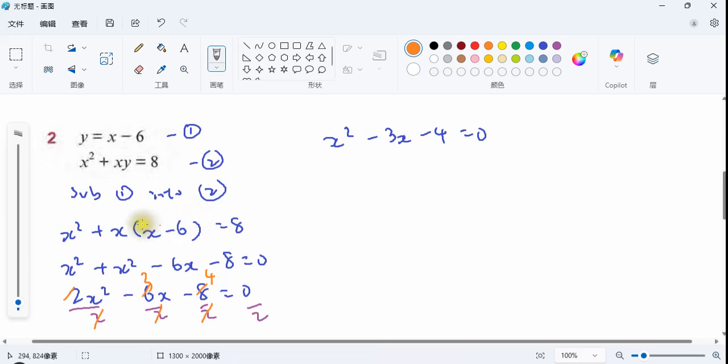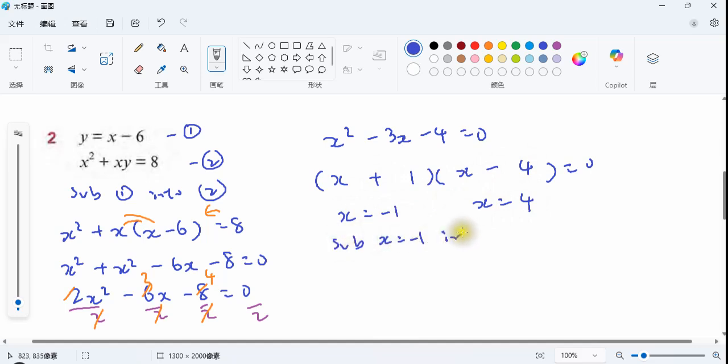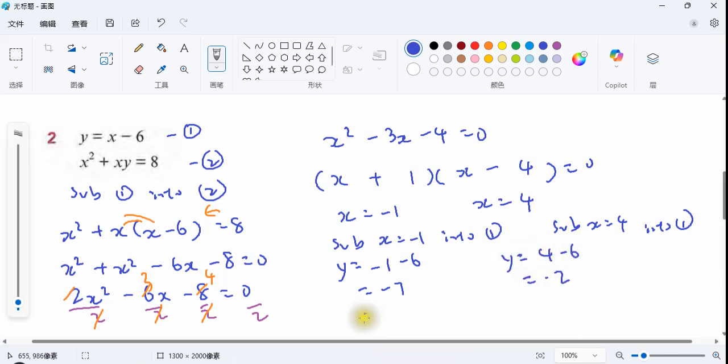Okay. So just now this one is like this. And then we do the factorization. (x + 1)(x - 4), so x equal to negative 1 and x equal to 4. Then sub x equal to negative 1 into equation 1 and sub x equal to 4 into equation 1. Then y is negative 1 minus 6, negative 7, and y equal to 4 minus 6, negative 2. So x equal to negative 1 and 4, and then y equal to negative 7 and negative 2.